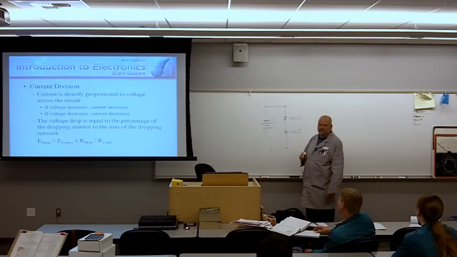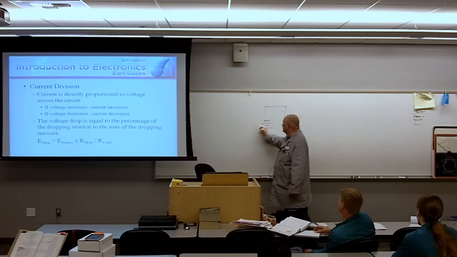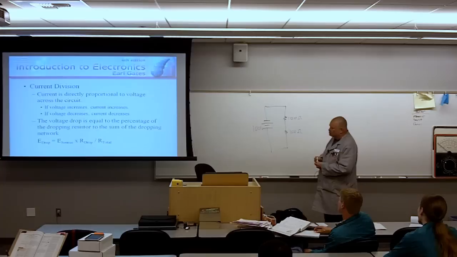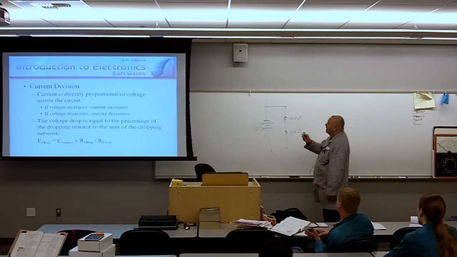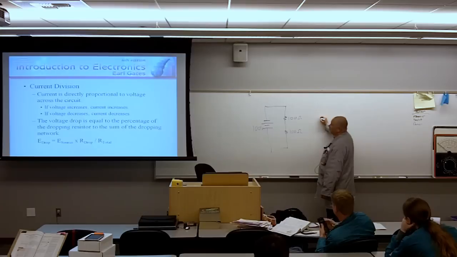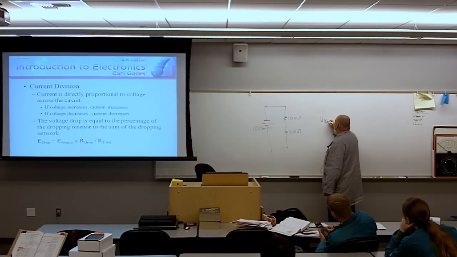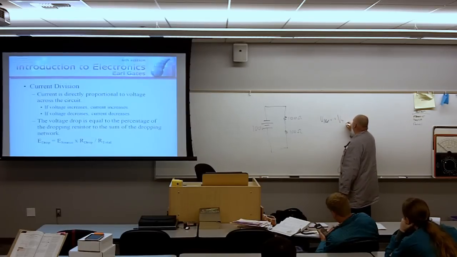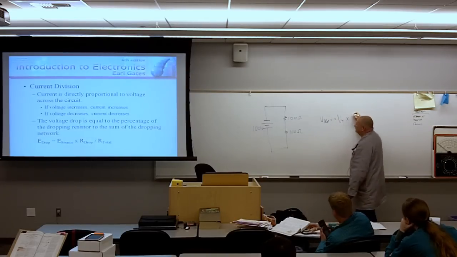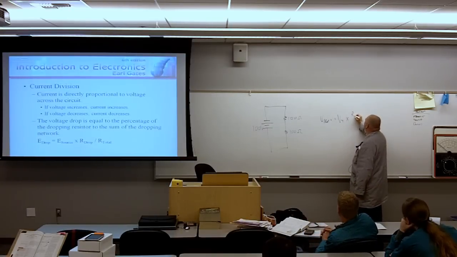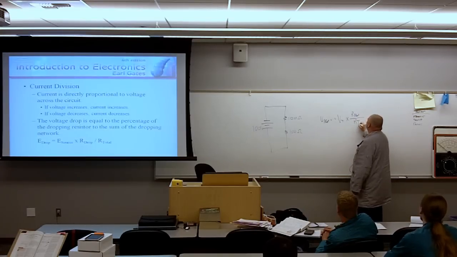If I've got this, and I've got 100 volts, let's keep this real simple. What this formula is showing me is what our drop is here. V drop is equal to voltage total times R drop over R total.